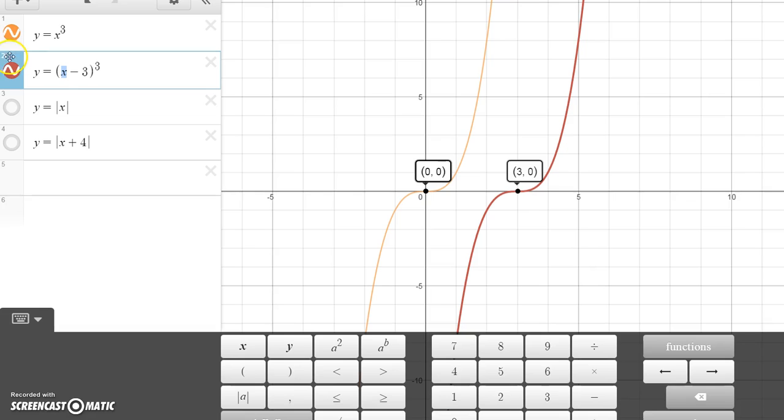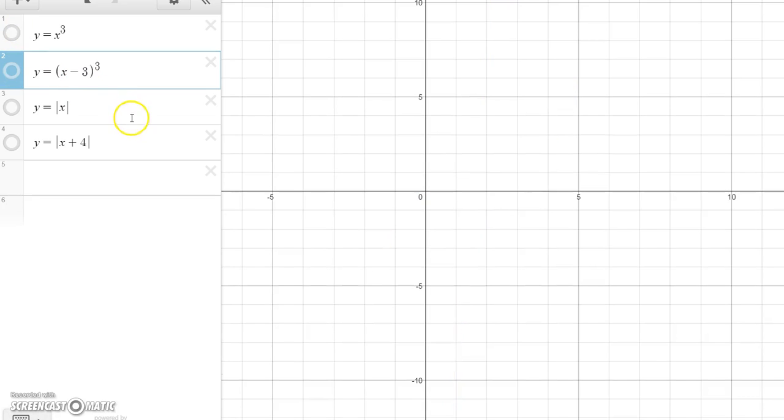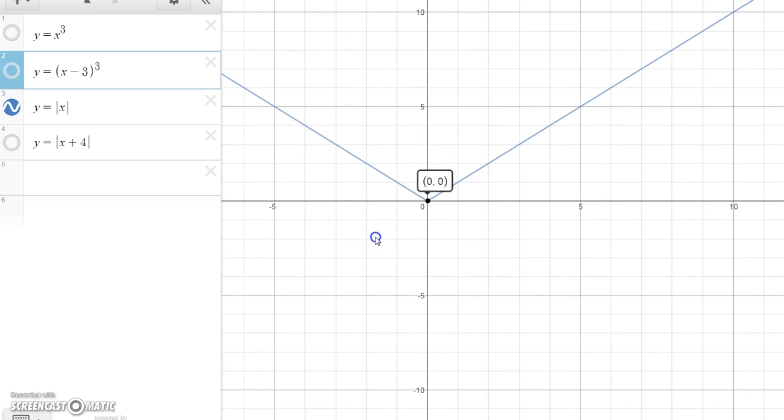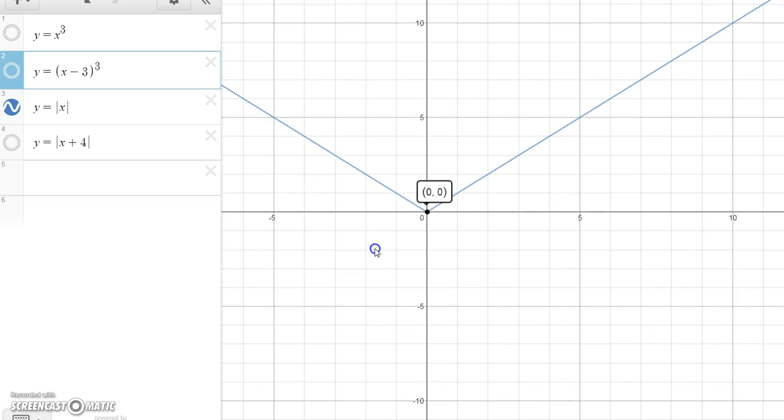Okay? Now the other one I showed you was absolute value of x. And this is the graph of absolute value of x. Now, when you graph absolute value of x, you really don't need a whole lot of points. You just have to know where this little vertex is right here. And then you can just pick any point over here, like that's negative 5, 5. Ignore what it says, just pretend that's negative 5, 5. And then this is positive 5, 5.